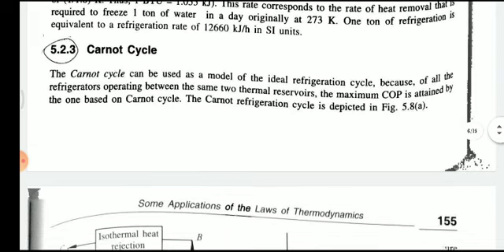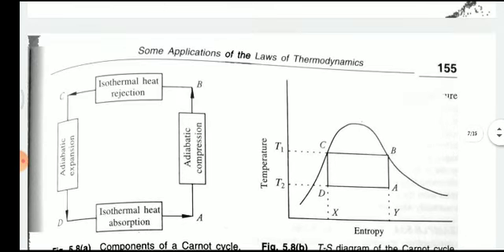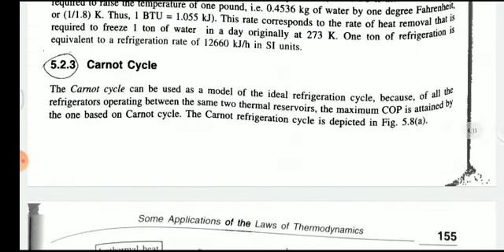So among refrigeration cycles, the one that plays an important role is the Carnot cycle. So let's have a basic overview of the Carnot cycle. Exactly, the Carnot cycle can be used as a model of the ideal refrigeration cycle because all refrigerators operate between the same two thermal reservoirs. This one is from the low reservoir to the high reservoir.